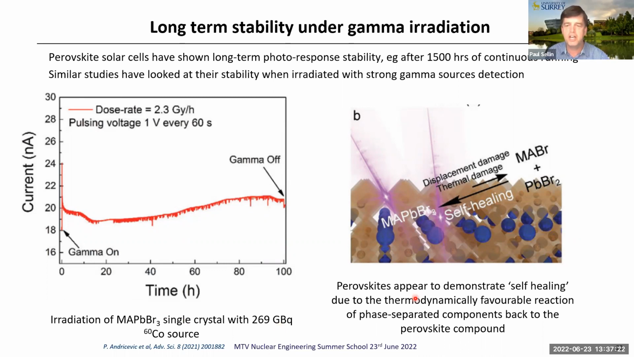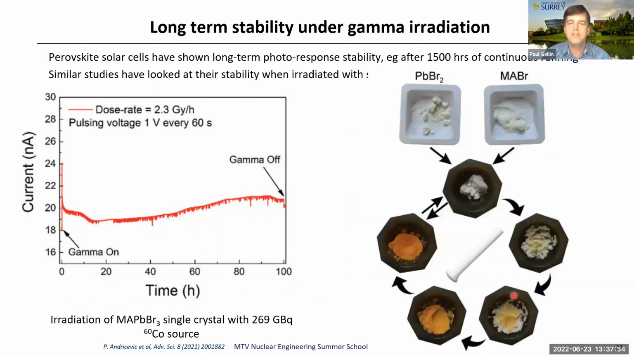In fact, perovskites appear to demonstrate what's referred to as self-healing. So damage, radiation damage or thermal damage, however it's occurred, which can tend to break down the perovskite into its constituent atoms, can be reversed, and the damage can essentially anneal out or self-heal out at room temperature. There's quite a nice demonstration of this shown by this figure.